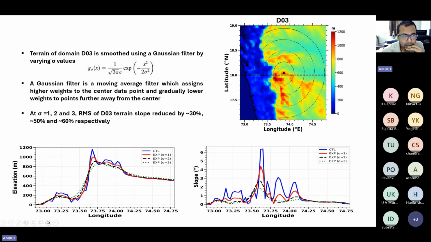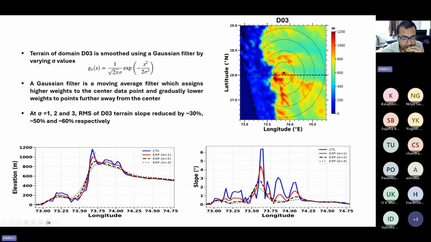Now, in this terrain smoothing experiment, we used a Gaussian filter, which is given by this equation, and we varied sigma values to smooth the terrain. At sigma equal to 1, 2, and 3, the slope of the innermost domain is reduced by around 30%, 50%, and 60%, which can be seen in this figure.